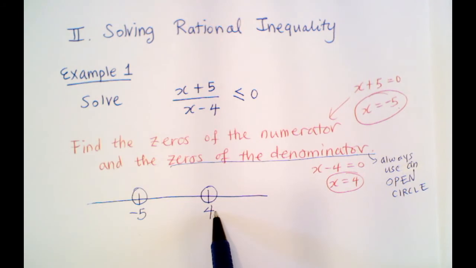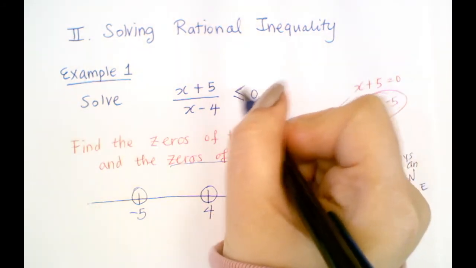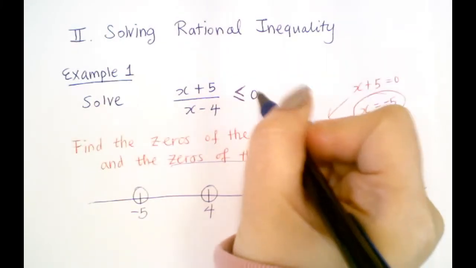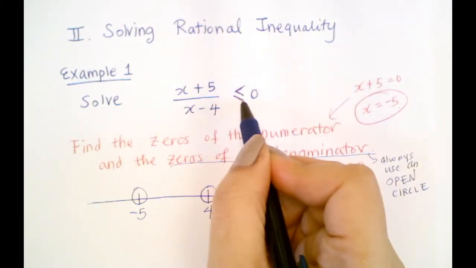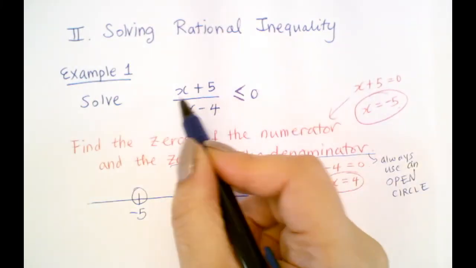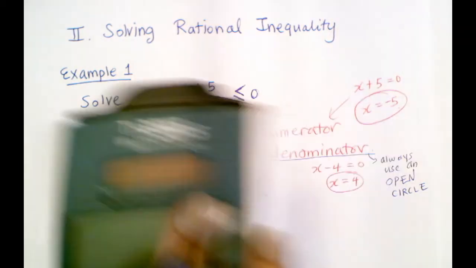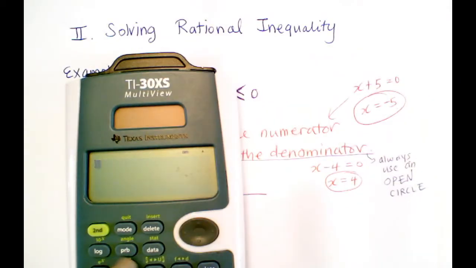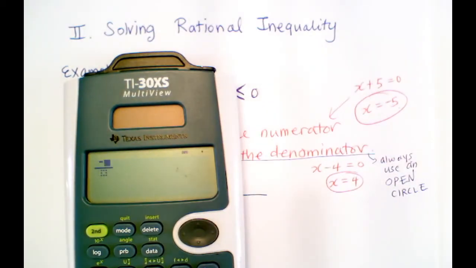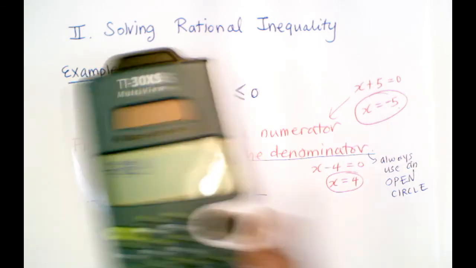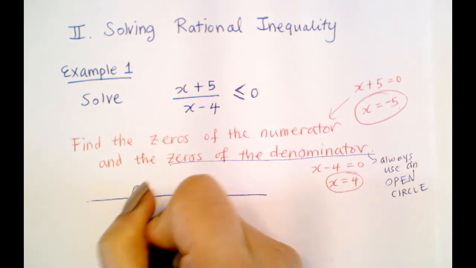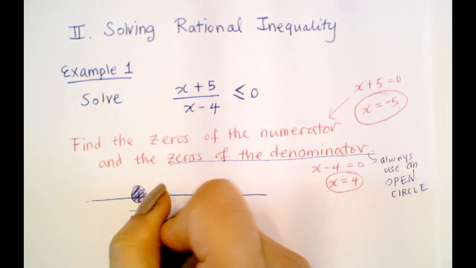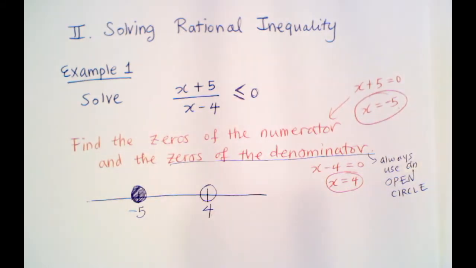But do you see why I'm going to close this one? Look, it can be less than or equal to 0. And when x is negative 5, that's what's going to happen. If x is negative 5, then I will get negative 5 plus 5 over negative 5 minus 4. That's going to give me 0. So it's okay for this circle to be a closed one.